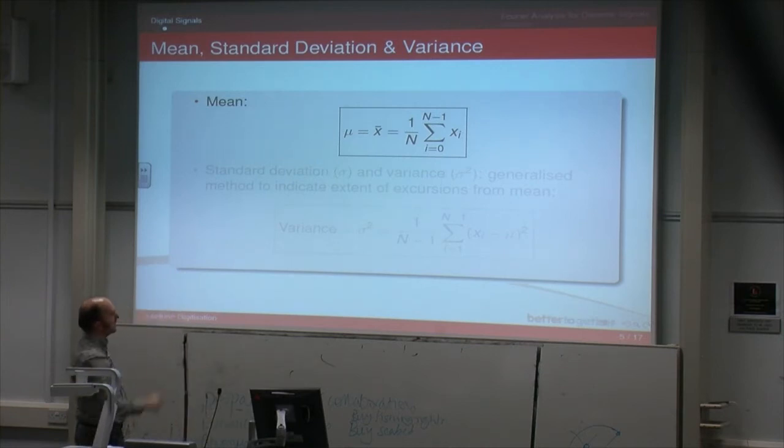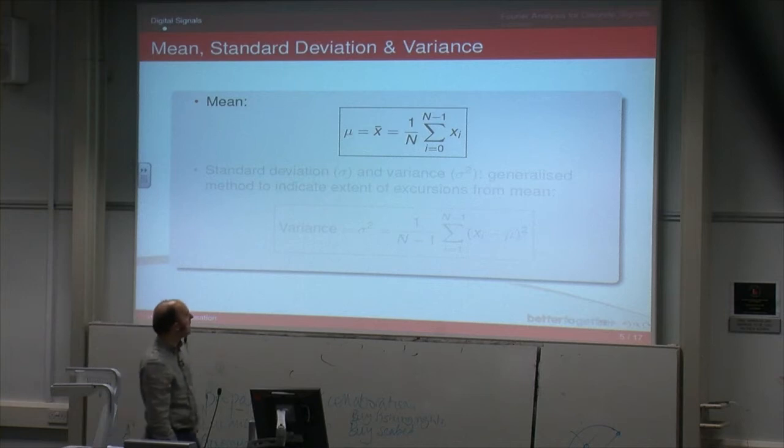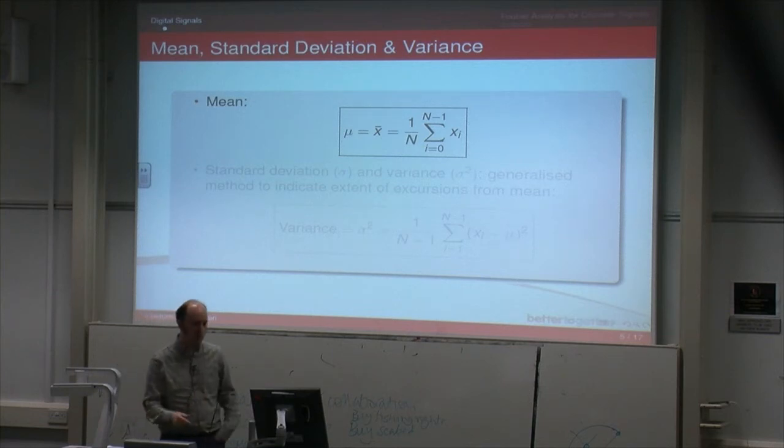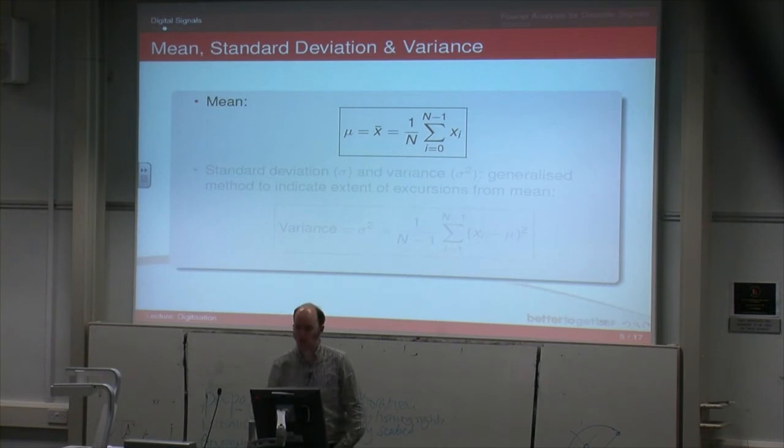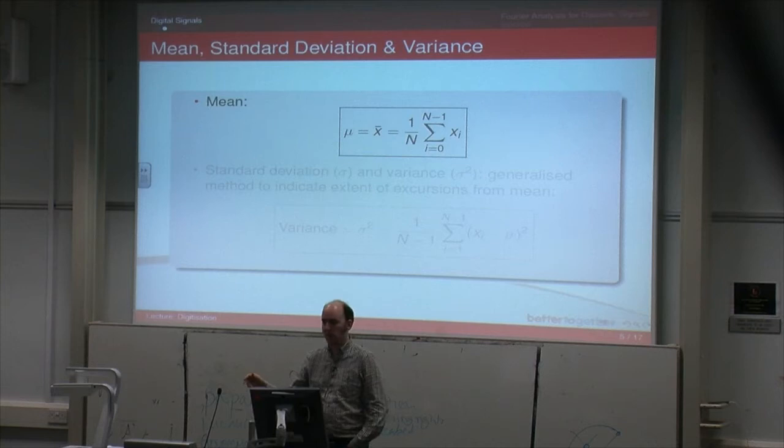Written mathematically, you've got 1 over n, which is dividing by the number of values you've got, times the sum from i equals 0 to n minus 1 of your values. So you take whatever you're measuring, displacement in this case, x, and you add up all those values, you divide it by the number of values you've got, and that gives the mean. It makes sense.